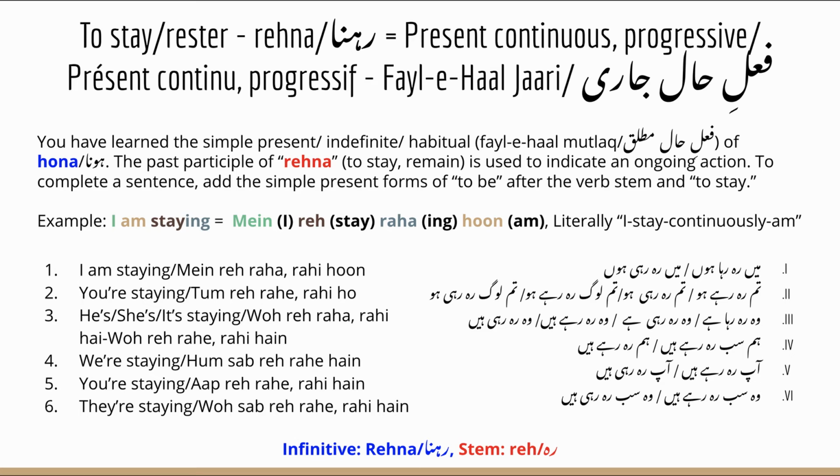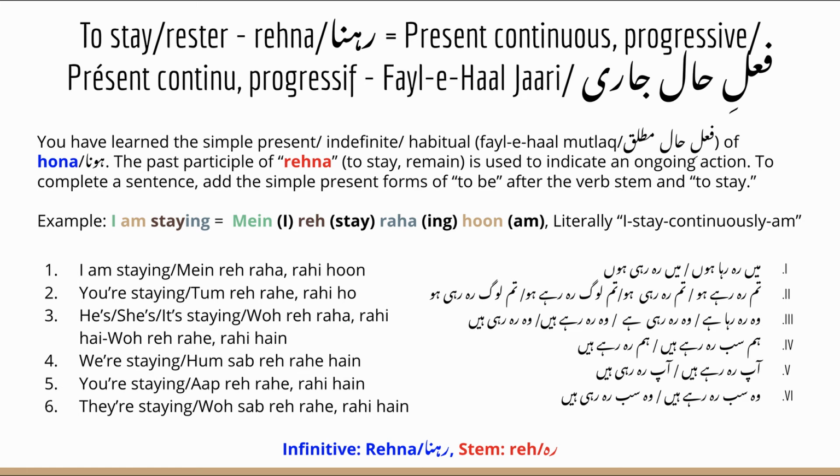I am staying. So, मैं is I, reh is stay, raha is ing, and hoon is am. As you know, Urdu is SOV and English is SVO. So literally this means I stay continuously am, or raha would literally mean stayed, like you have continuously been doing something. So that's how it's derived.